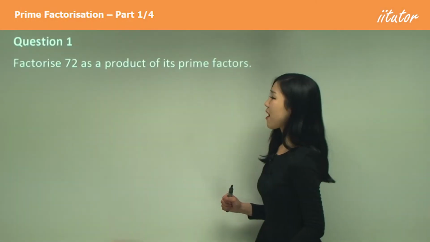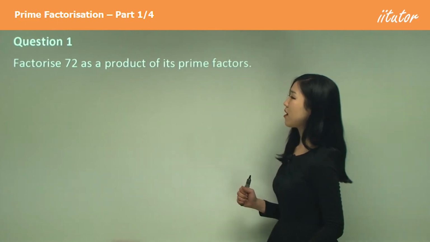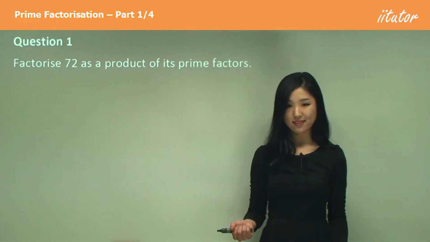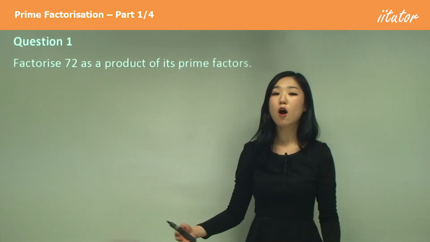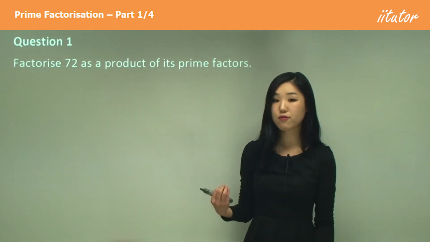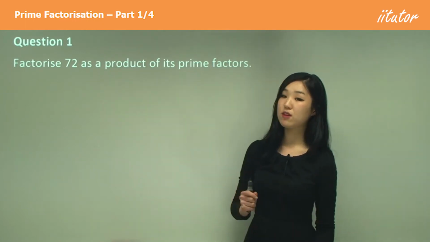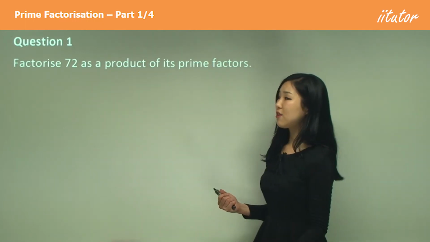It says factorize 72 as a product of its prime factors. Okay, so I want to write 72 as a product of its prime factors. So I have to find what the prime factors of 72 are, isn't it? So how do we do that?